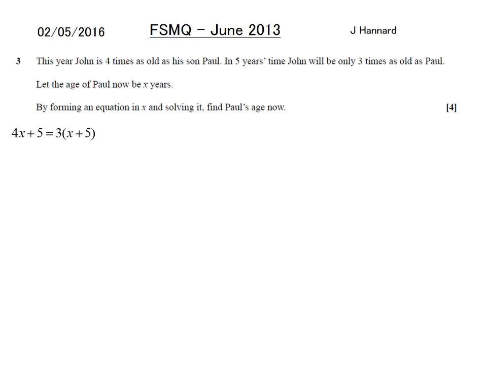So, 4x plus 5, because if we let x be now, so we'll say he's 2 years old. So in 5 years' time he'll obviously be 7, and that's 5 on. So that's where this 4x plus 5 comes from, because John is 4 times as old as his son now. So it's going to be 4 times the age, add 5, because we're going 5 years on. In 5 years' time, he's going to be 3 times as old as Paul. So x plus 5 is going to be your 2 plus 5, which is 7. So 3 times that, which is 21, obviously.